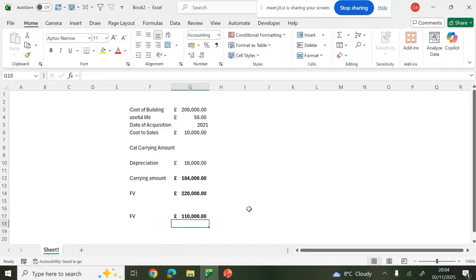Which cost are we going to recognize? Carrying amount or fair value? Fair value. That means fair value. In option B, we pick fair value. In option A, we pick carrying amount.